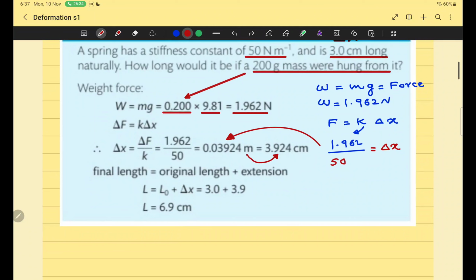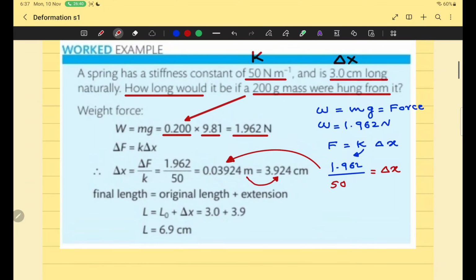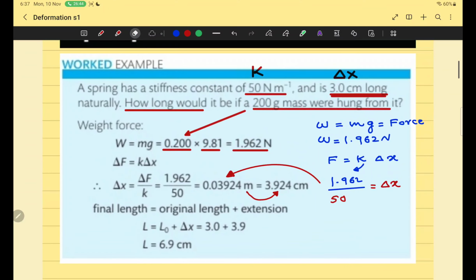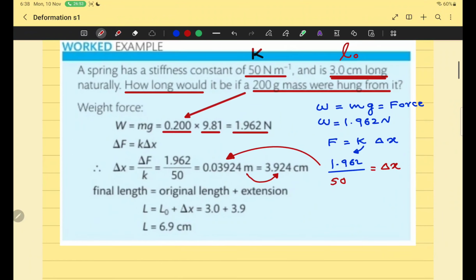And now what is the question? The question is, what is the final length of the spring? How long would it be? You know, the original length is 3 centimeter. This delta x is not the extension. Sorry, this is the original length. Original length is 3 centimeter.